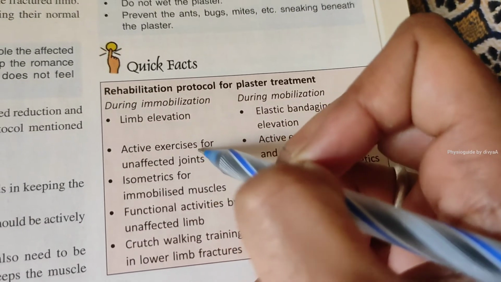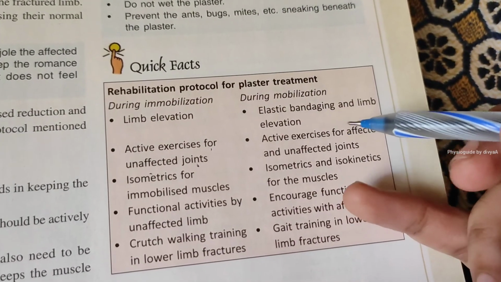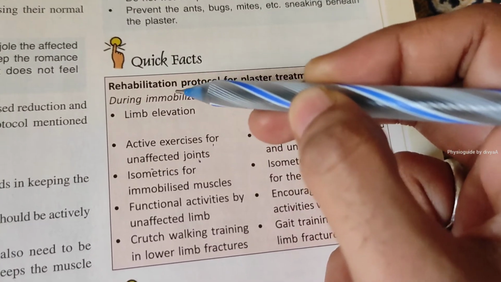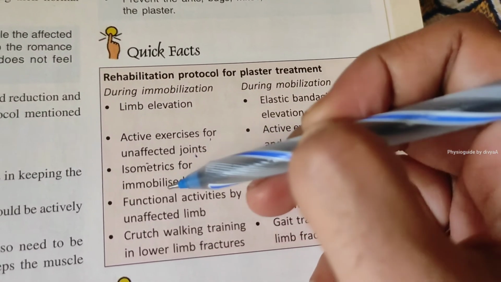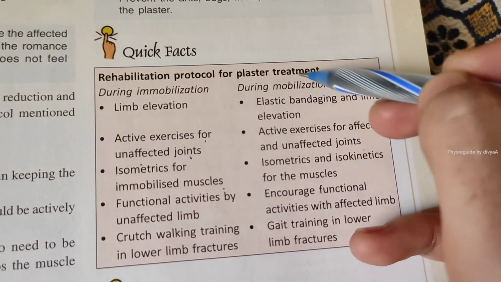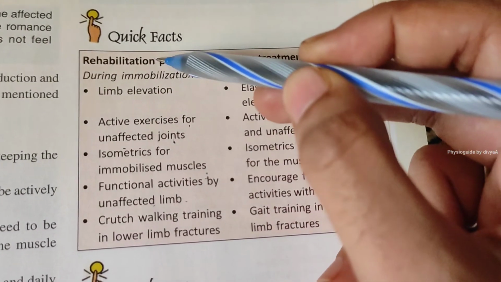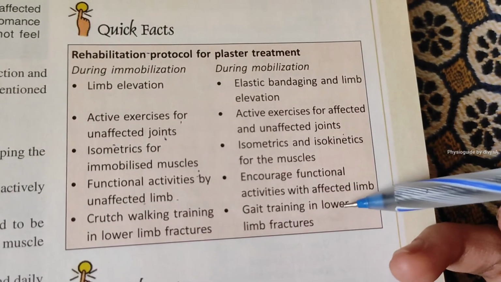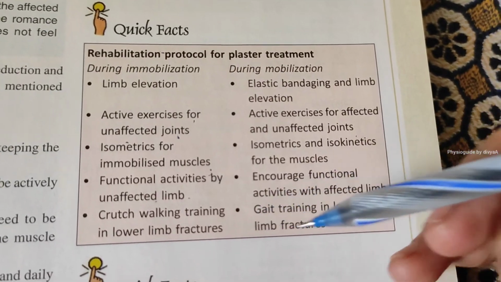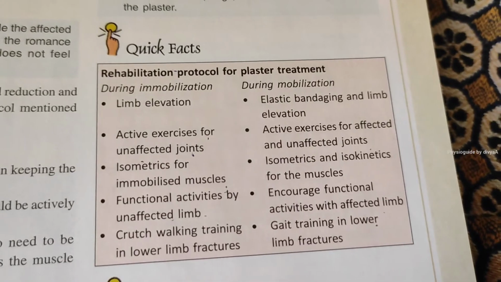Now, active exercises for the unaffected joint during immobilization. Active exercise for affected and unaffected joints in immobilization. Isometric exercises for immobilized muscles, isometric and isokinetic for muscles in mobilization. Functional activities by the unaffected limb during immobilization. Encourage functional activities with the affected limb. Crutch walking training in lower limb fractures. Here, gait training in lower limb fractures in mobilization.